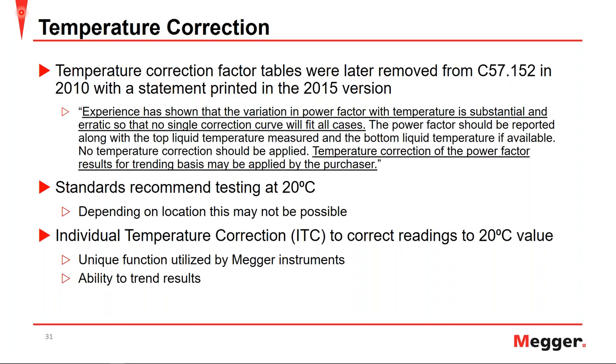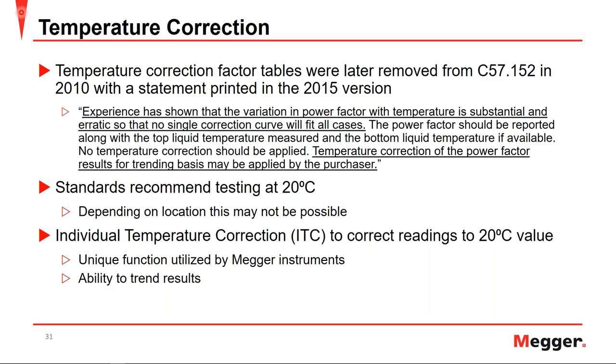On the other hand, there is the individual temperature correction that can be used to correct readings to 20 degrees C. That is a unique function utilized by Megger instruments. This really allows for the ability to trend results, because you can normalize all your results or correct them to the 20 degrees C value. And that really helps with trending, as you don't have varying power factor based on the weather or the season that you're performing the test. And we'll take a look into the individual temperature correction a little bit later as well.